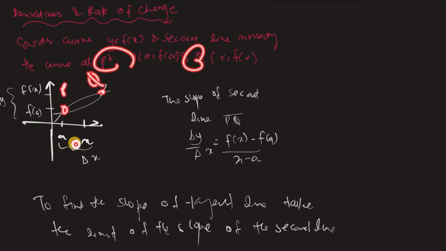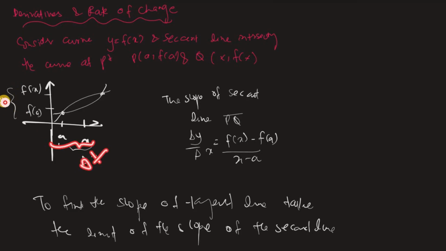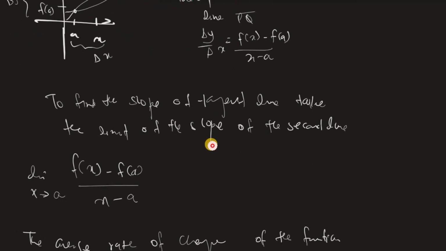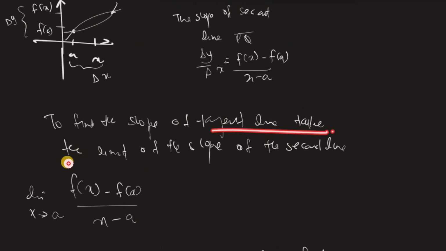If you go ahead and find the slope, it is basically delta y over delta x. So we have f of x minus f of a for delta y, and for delta x, we have x minus a. To find the slope of the tangent line, take the limit of the slope of the secant line.